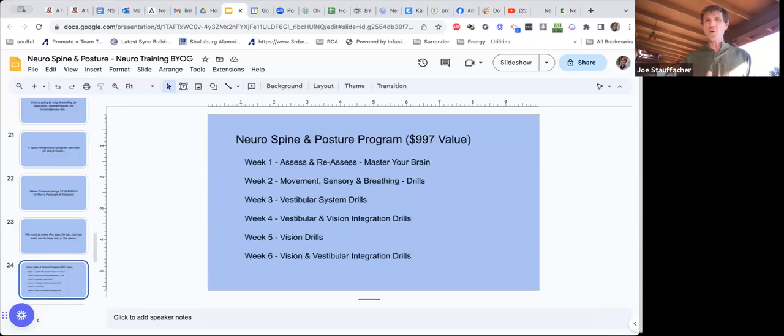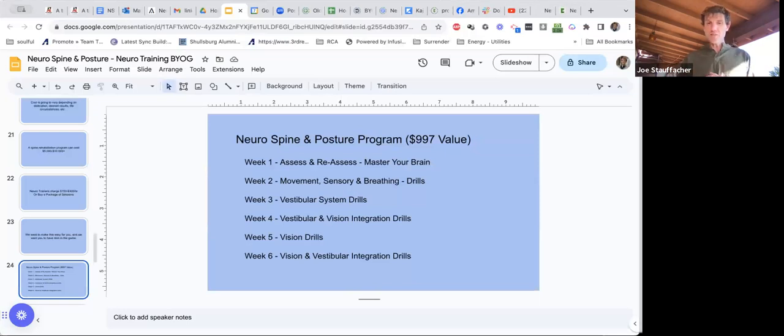So this is what's in the program. You'll get access to the BYOG Party Master Your Brain, which is week 1. We covered the assess and reassess, so it's the same thing that we're kind of doing here today, but with different pieces of information. And then week 2 is the movement and the sensory drills and the breathing drills that I mentioned a few times during this call. This is the stuff that makes us feel safe, when we can really start to remap the brain and get our movements going and that kind of thing. That week is just gold.